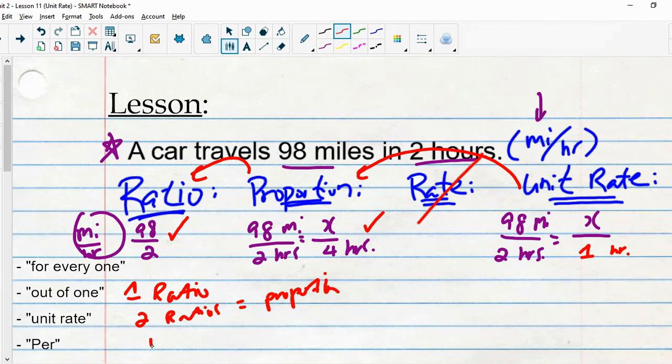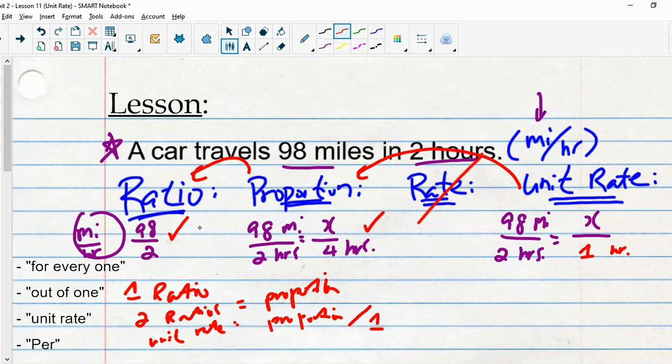And then a unit rate, it's a proportion that's out of 1. All right, so at each level, think about the analogy I gave you yesterday. At each level, the relationship becomes more and more specific, right?